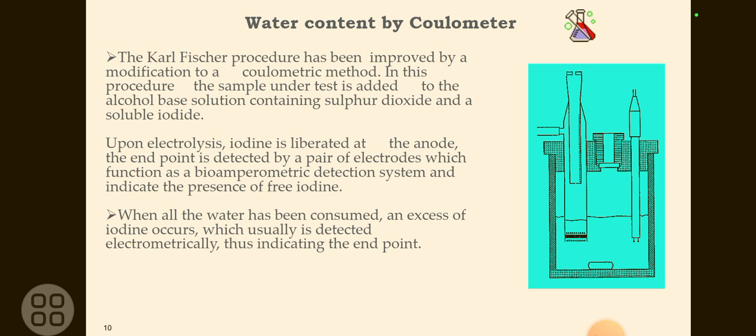The endpoint is detected by a pair of electrodes which function as a biamperometric detection system and indicate the free iodine. So when all the water has been consumed, the excess of iodine occurs, which is usually detected electrometrically, thus indicating the endpoint. Here in the reaction solvent, the iodine is not present. Basically, the sulfur dioxide and a soluble iodide is present. The technique is the same here and there, but the Karl Fischer reagent is not available or not required in this coulometric titration.